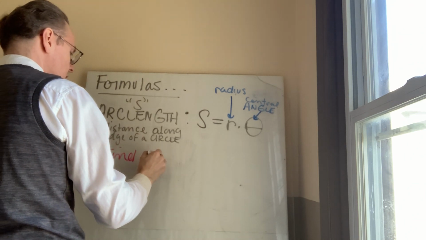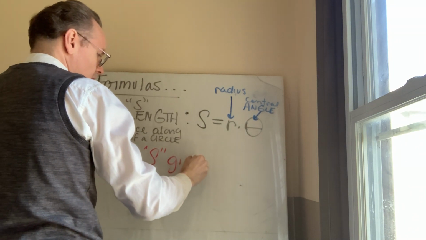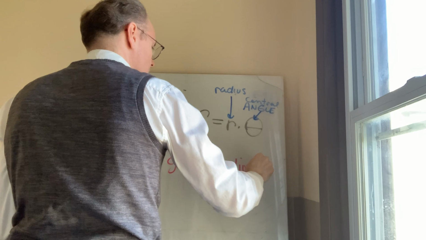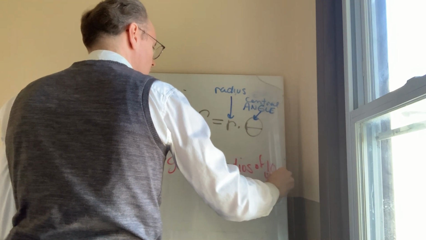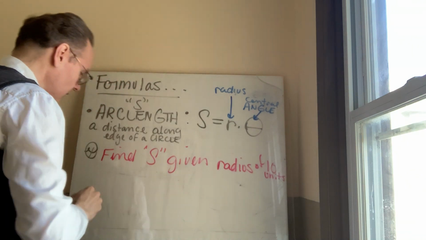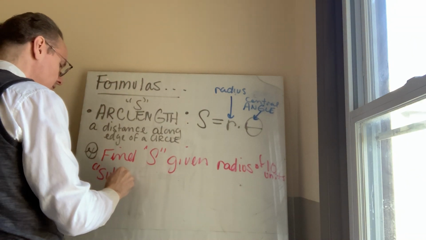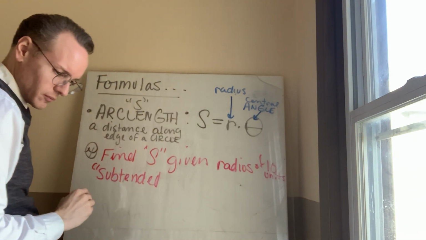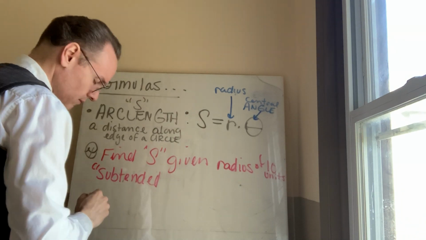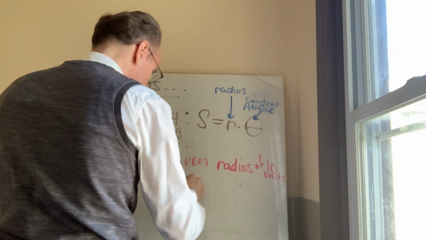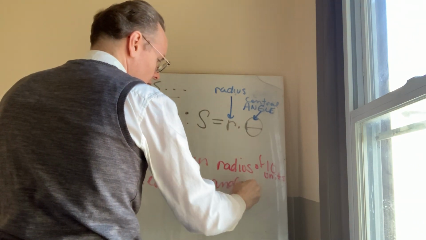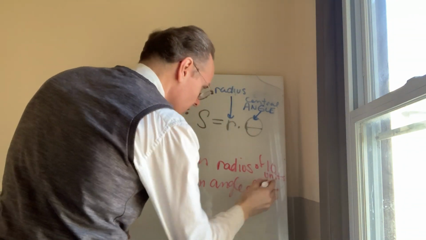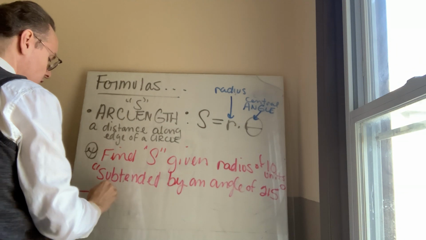Find the arc length given a radius of 10 units, whatever the units are. And then they'll use this phrase, subtended. Don't be intimidated by that. Subtended by an angle of 215 degrees. Right. Answer in radians.